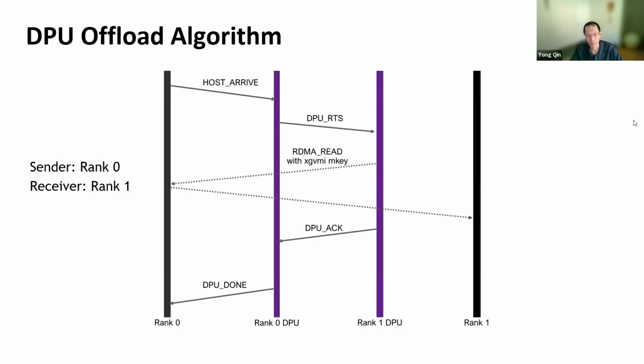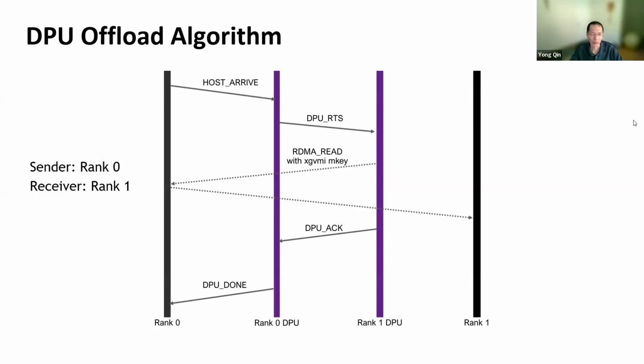Once the RDMA read is completed, the rank 1 DPU will send an ACK to rank 0 DPU, notifying it that this particular operation has been completed.